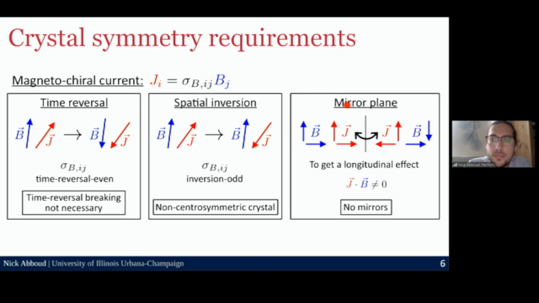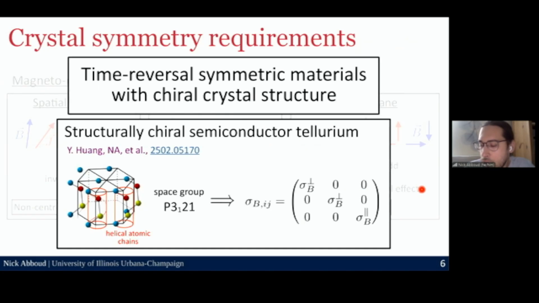And mirror plane symmetry is a little bit more interesting because the current and the magnetic field, the parallel and perpendicular components, transform differently under reflection across a plane. This doesn't prohibit sigma B, but in order to get a current component parallel to the magnetic field, which seems to be an ingredient to this effect, one should prohibit mirror symmetries as well. So we're looking for crystals with no orientation flipping symmetries. So these are chirally structured crystals that come in a left and a right-handed variety.